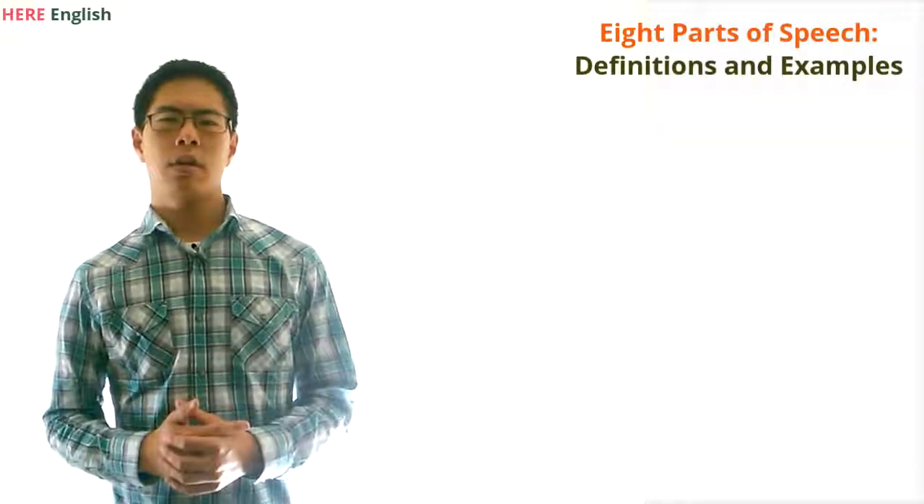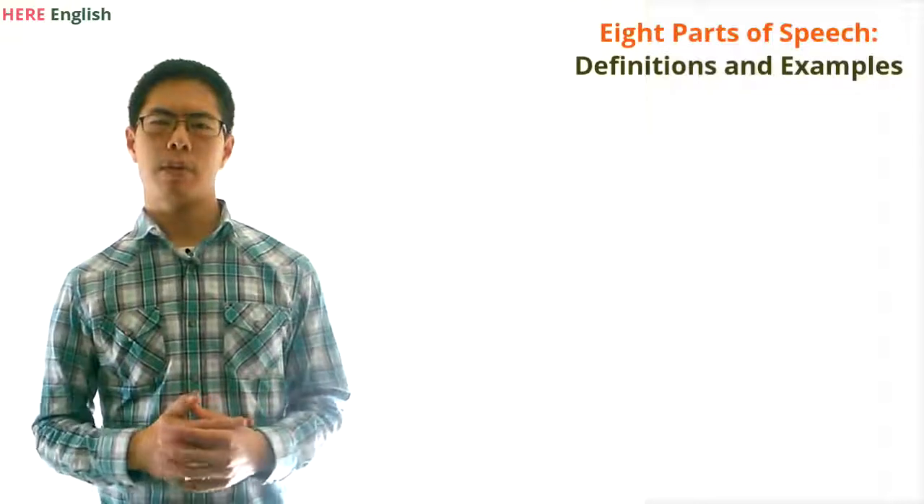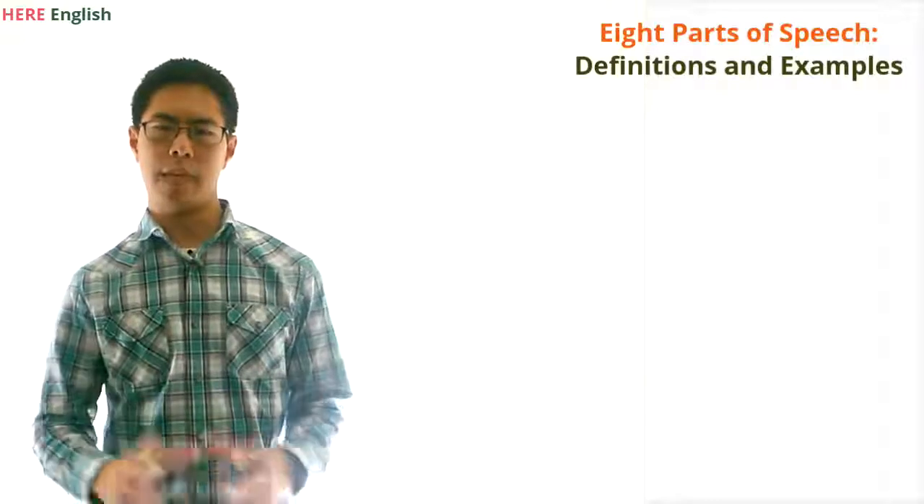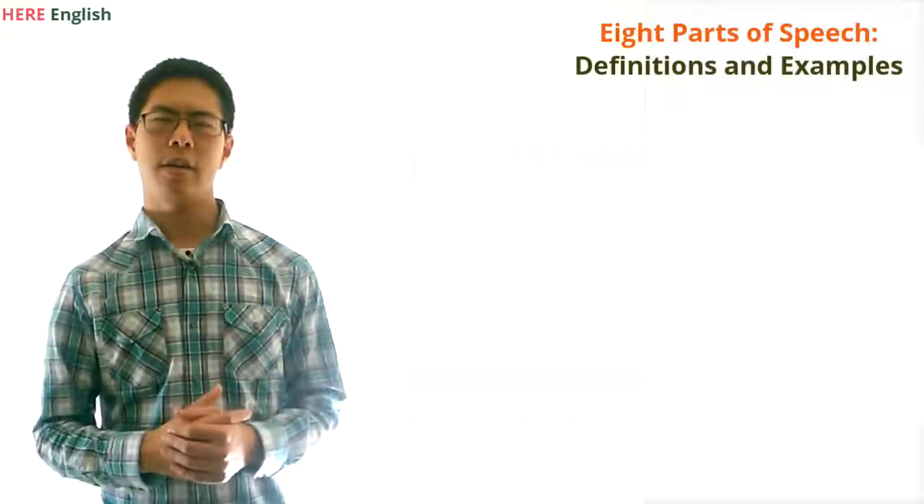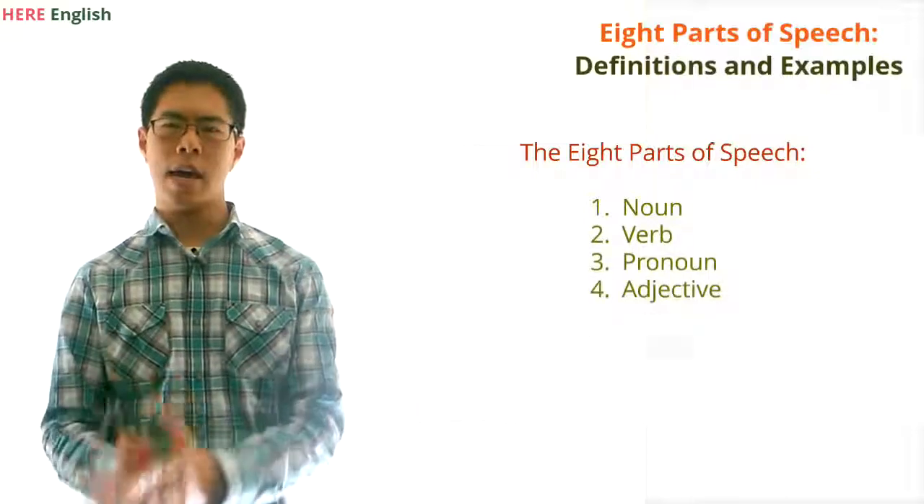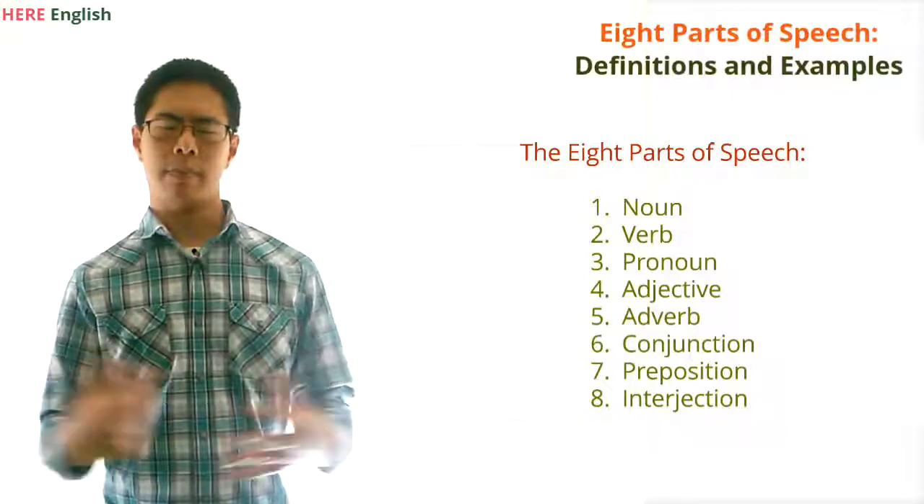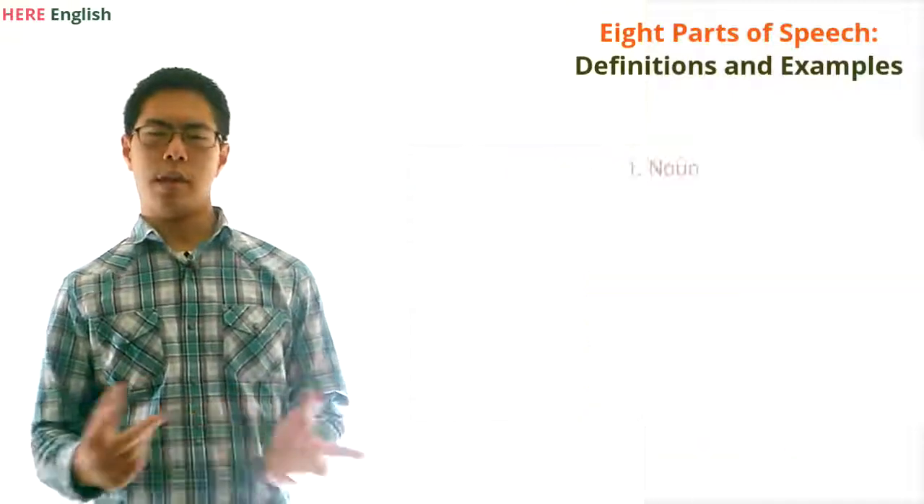In this video, we're going to talk about the 8 parts of speech. For each of the 8 parts of speech, we will define it and go over some examples. So first, here are the 8 parts of speech: noun, verb, pronoun, adjective, adverb, conjunction, preposition, and interjection. Now, let's start with noun.